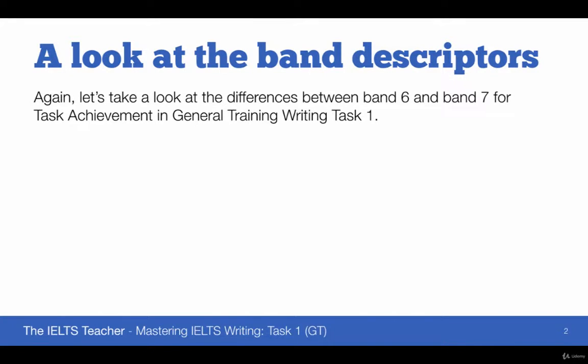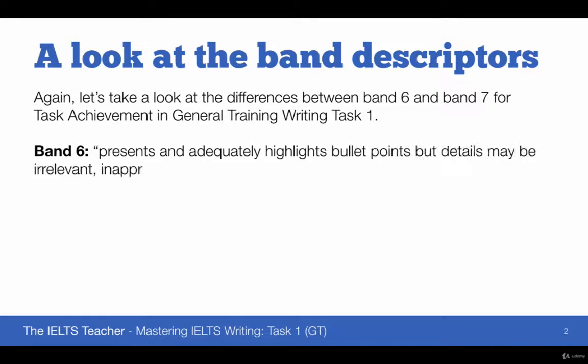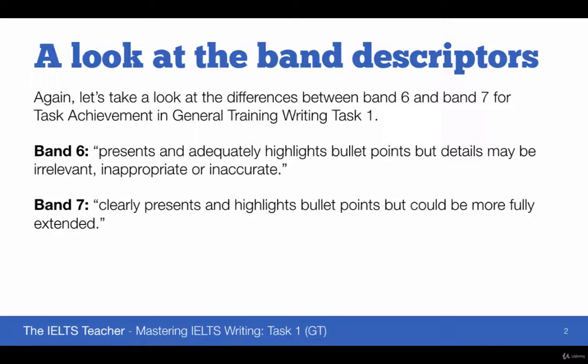So let's focus on the differences between band 6 and band 7 for task achievement. Band 6 says presents and adequately highlights bullet points, but details may be irrelevant, inappropriate, or inaccurate. Whereas band 7, we have clearly presents and highlights bullet points, but could be more fully extended. So there are 4 key words across both of those band descriptor criteria.